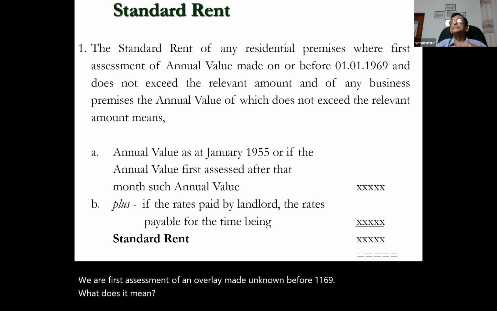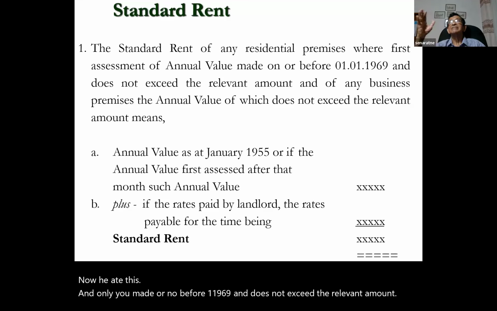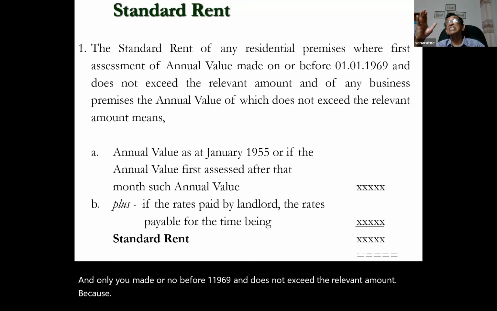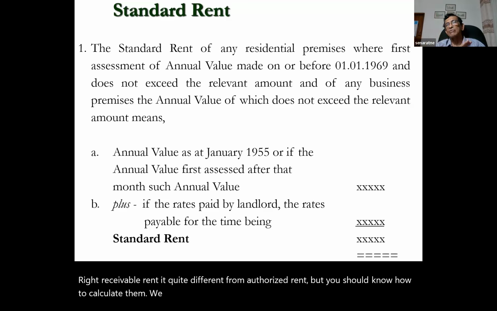I explained to you that all residential properties, if not exempted, come within the purview of the Rent Act. Now here it says annual value made on or before 1/1/1969 and does not exceed the relevant amount. Because there's authorized rent, standard rent and receivable rent, right? Receivable rent is quite different from authorized rent, but you should know how to calculate them. We are now talking about authorized rent.